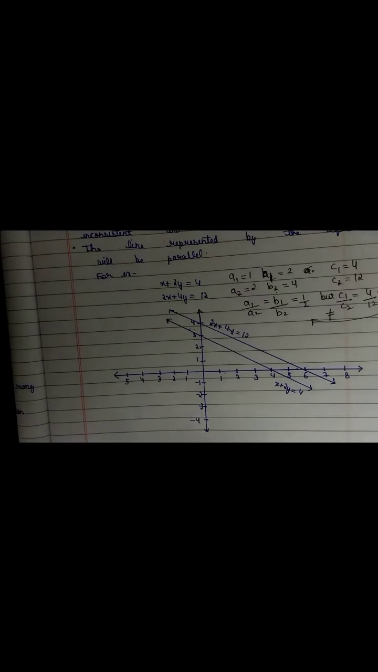And hence it proves that if the system of equations has the condition a1 upon a2 equals b1 upon b2 but not equal to c1 upon c2, then the given system of equations will be inconsistent and it will have no common solution.